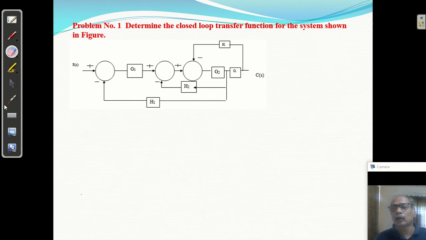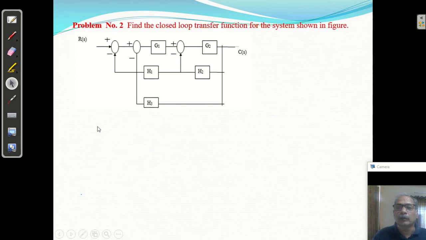One more problem I am solving. Problem number 2, this is the problem I am solving. First of all, I am going to simplify this. It is slightly difficult. Please see here, this is plus minus. I am simplifying this diagram first.